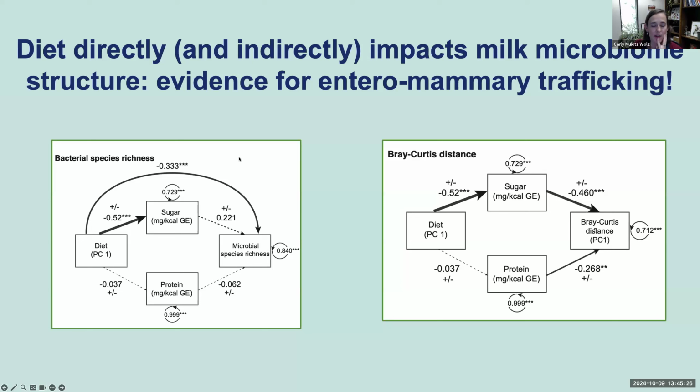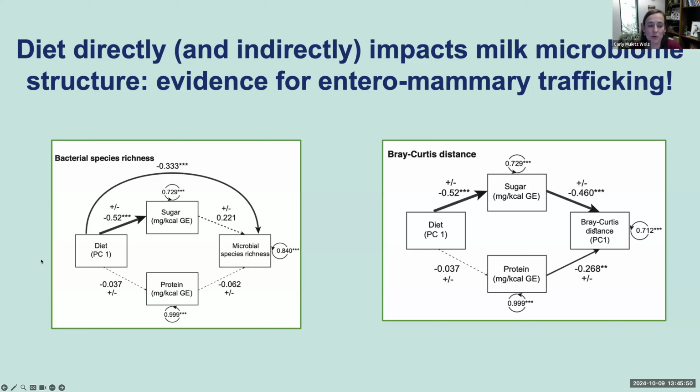And we tried to figure out, was it diet that was directly impacting these profiles of the microbiome, or was diet maybe acting on the nutritional content of the milk? Like what the mother eats would then impact her nutritional content, which would then impact the microbiome, or was it just what she was eating would directly impact the microbiome?